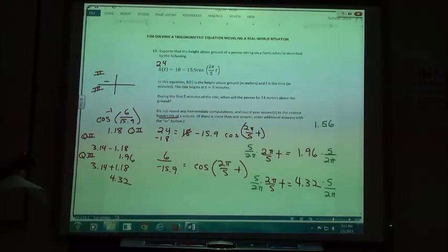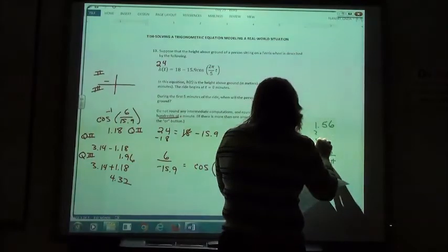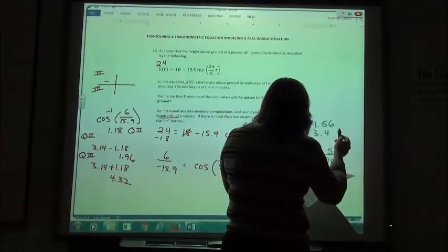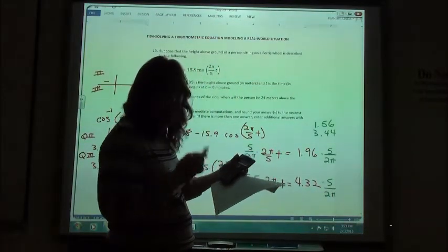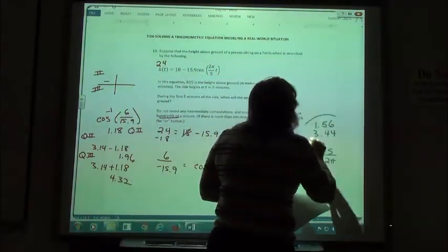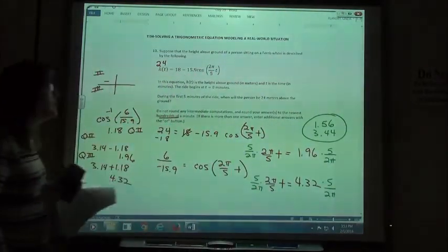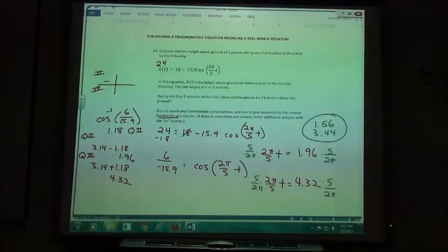Doing my other one, 4.32 times 5 divided by 2 shift EXP to put the pi on there. So 4.32 times 5 divided by 2 pi is 3.437, so 3.44. Those are going to be my two answers, either at 1.56 minutes or 3.44 minutes is when your person's going to be 24 meters above the ground.